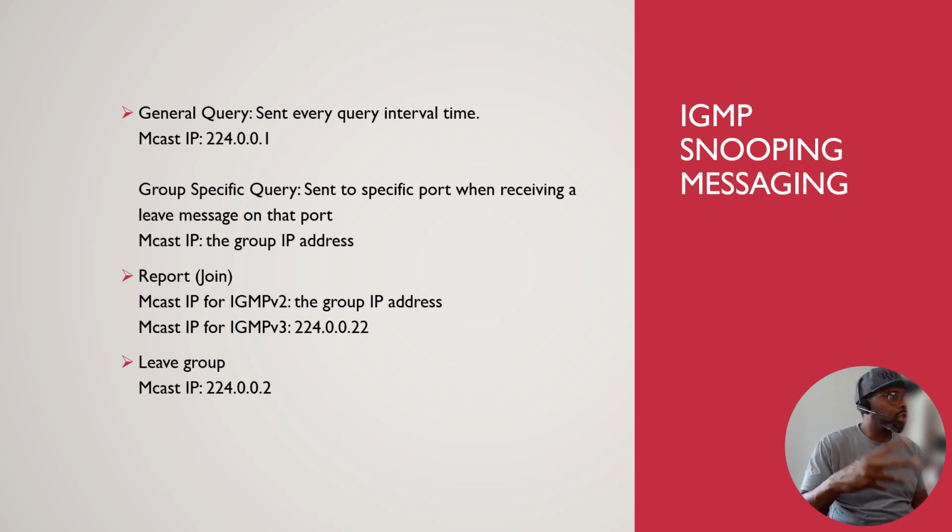A report or join mechanism for IGMP version 2 again uses the group IP address for multicast. For IGMP version 3, the multicast IP address used is 224.0.0.22. The mechanism to leave a multicast IP group uses 224.0.0.2.